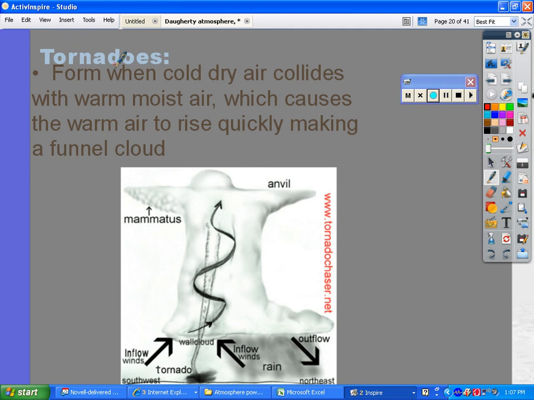Okay, and then another severe low pressure would be a tornado. Okay, so again, it's that cyclone type cloud formation that occurs. So here you have that cold, dry air collides with the warm, moist air, causes really, really quick, steep rising, causes that cyclone, causes that funnel cloud. And again, we know the effects of tornadoes. Again, loss of life, lots of damage to property, but it's just a really severe low pressure system.